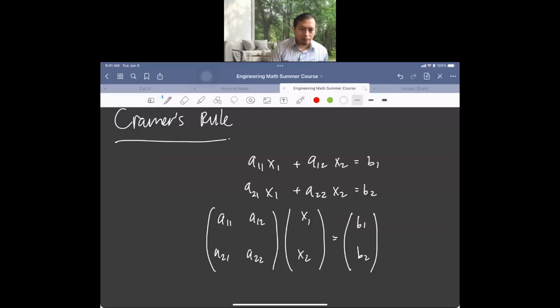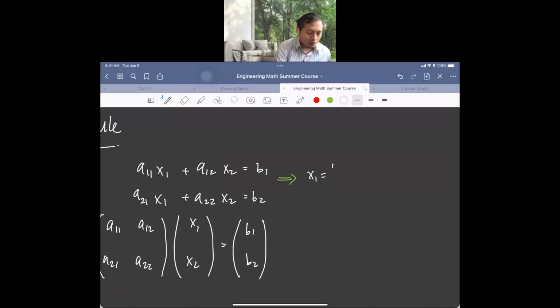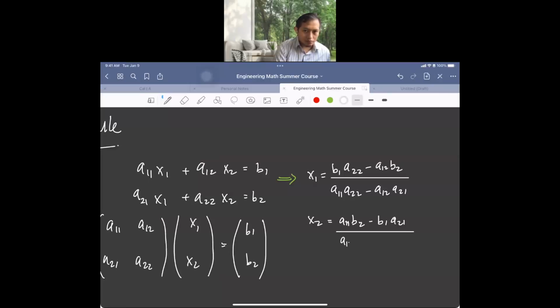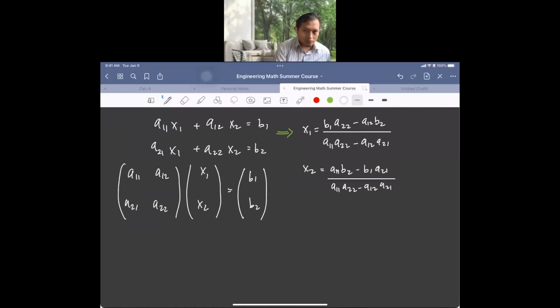Now, if we solve this through some substitutions, eliminations, and so on and so forth, we can get the solution for each of x1 and x2. What's the deal with this is we are going to have the determinant of its matrix, right?